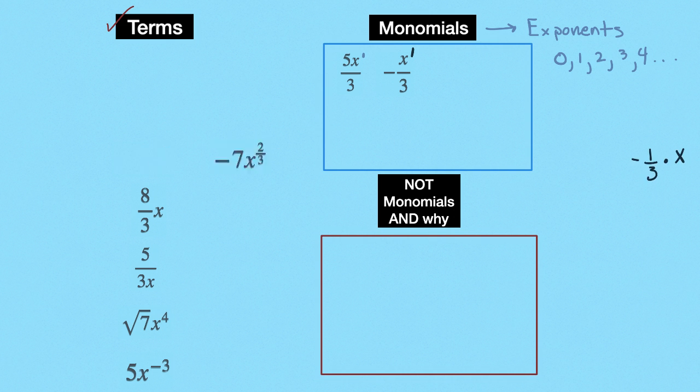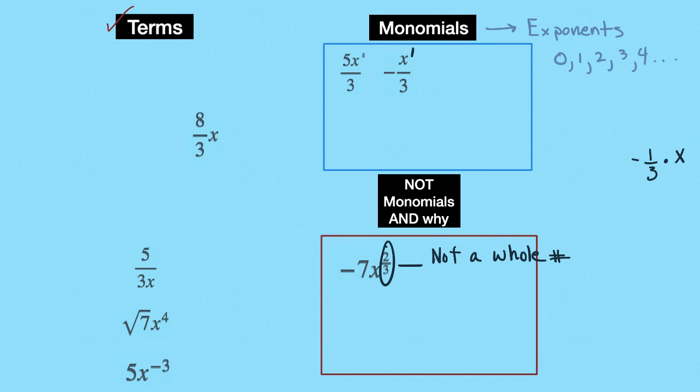Let's get rid of this. There we go. Negative 7x to the 2/3, certainly a number times a variable, and we check the exponent here. That exponent is not one of these whole numbers. And because of that, this would not ever be in one of our polynomials. It is not a monomial because of that exponent there. Not a whole number. Therefore, it's not a monomial. And we'll never have to deal with it in these polynomials.